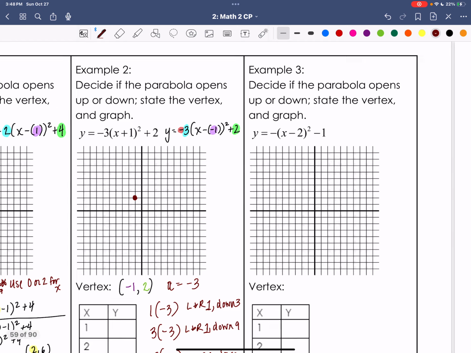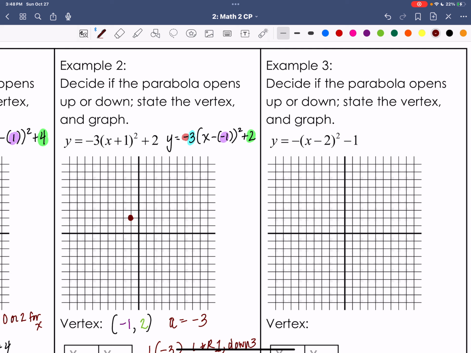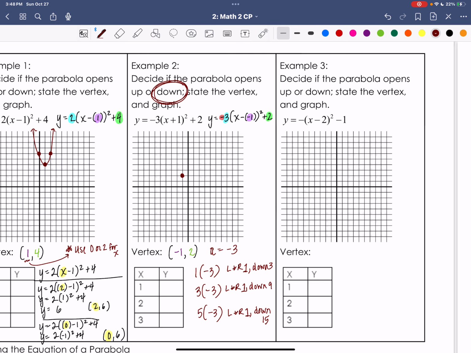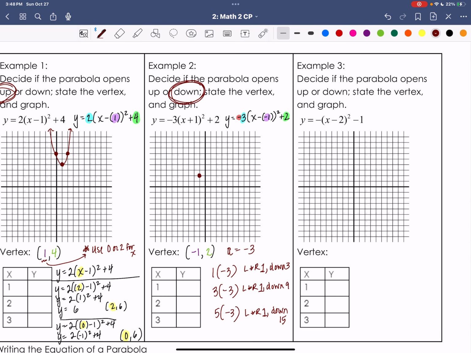Okay, so now let's go here. Decide if the parabola is going to open up or down. Well, since A is negative, this negative right here means that it's going to open down. All right, so I'm going to show you the 1, 3, 5 way. This is a shortcut. So what you do is you graph your vertex.